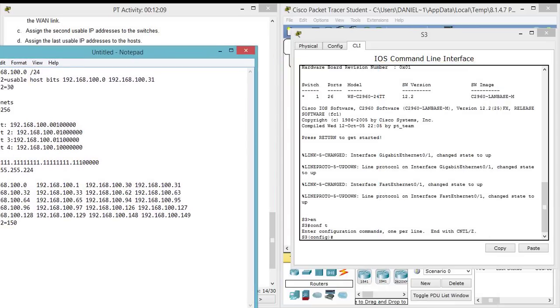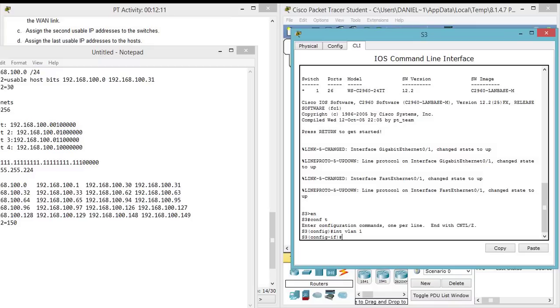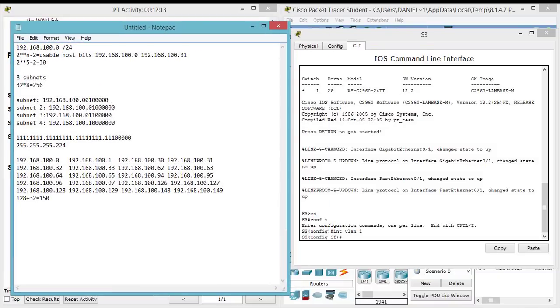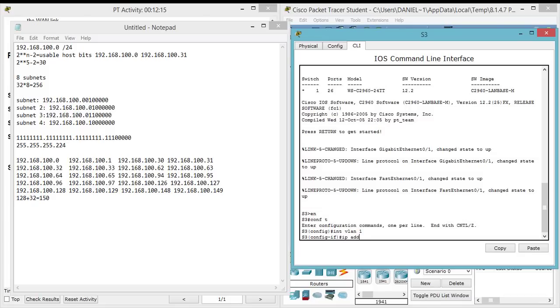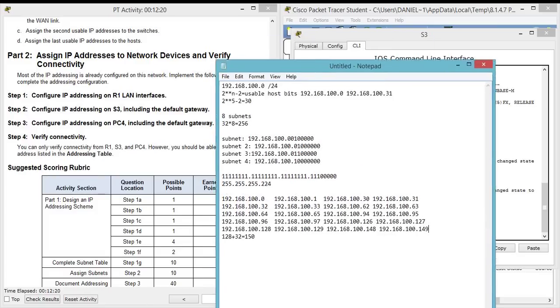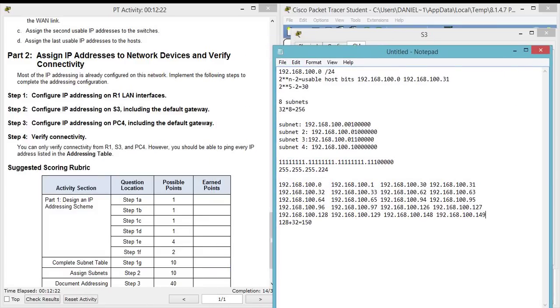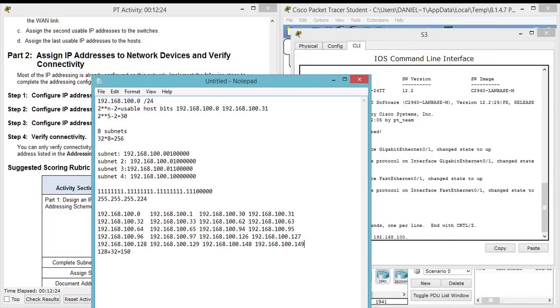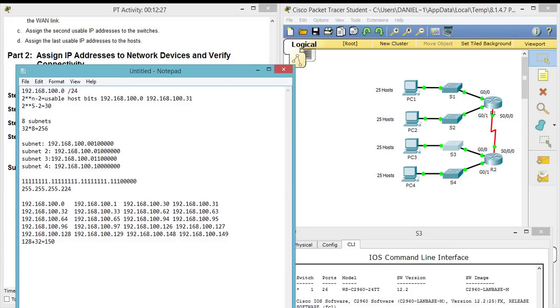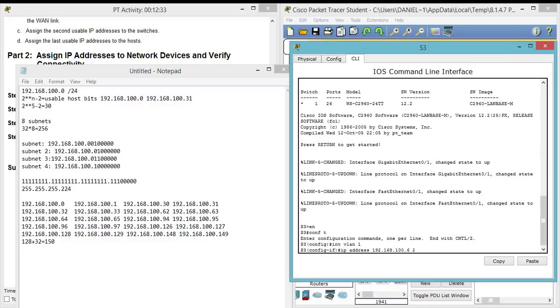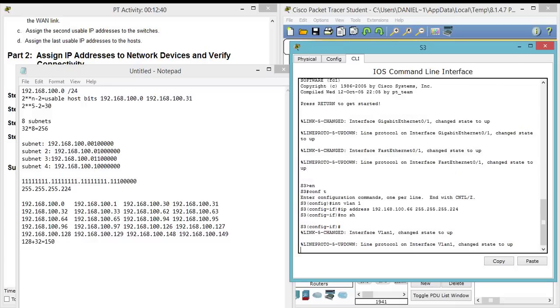IP addressing, okay. So let's go ahead and interface into VLAN 1. And the command ip address 192.168.100. Second usable, okay. So it's in the third network, which would be .64. So it'd be .66. No shut.